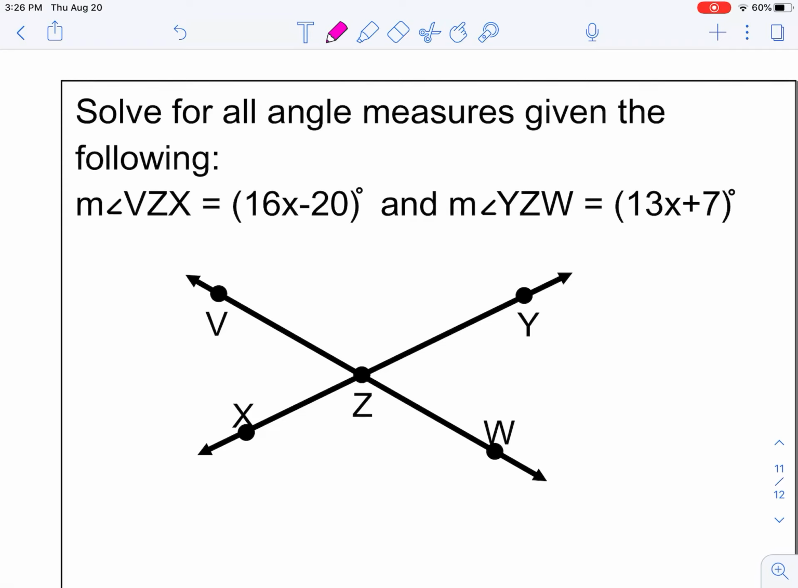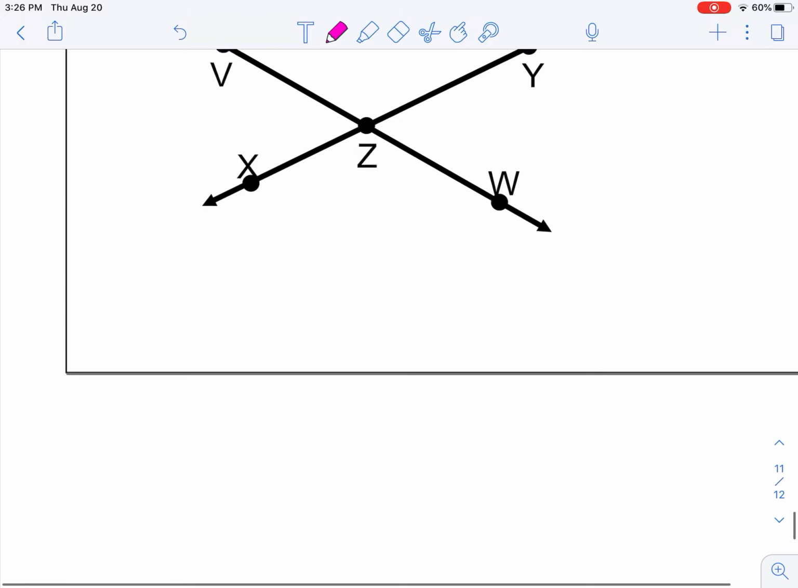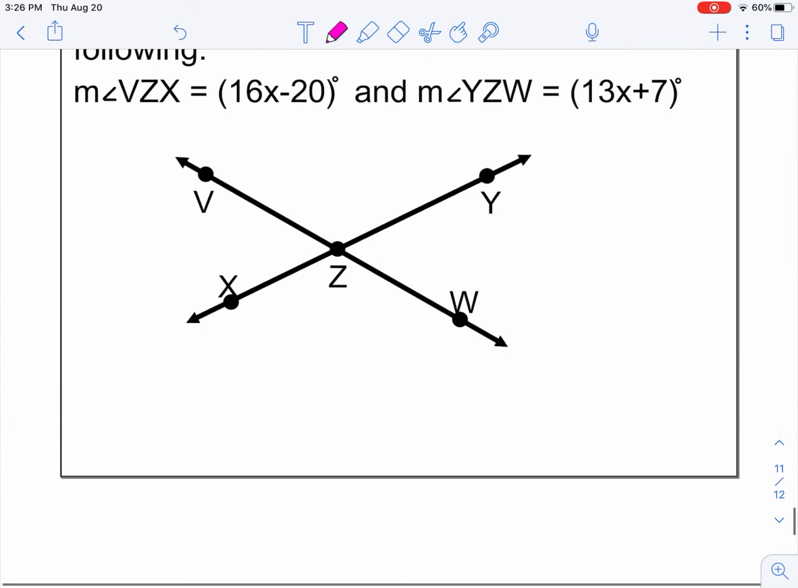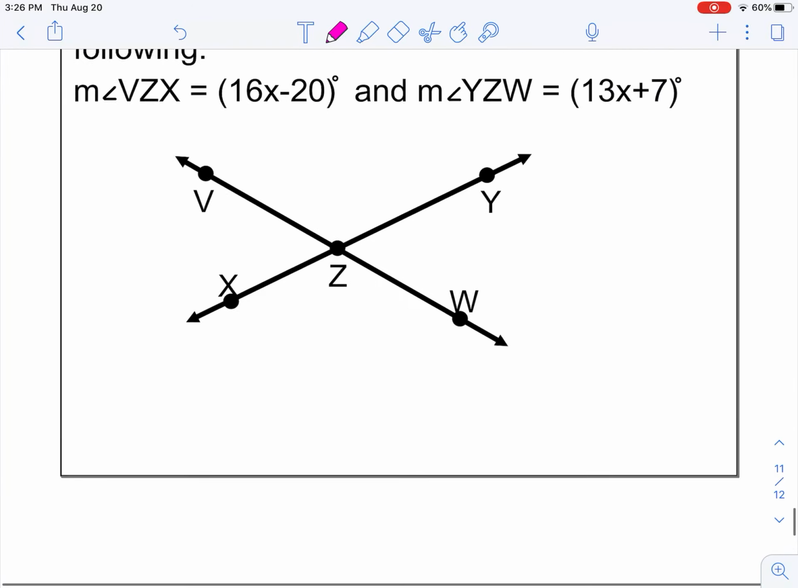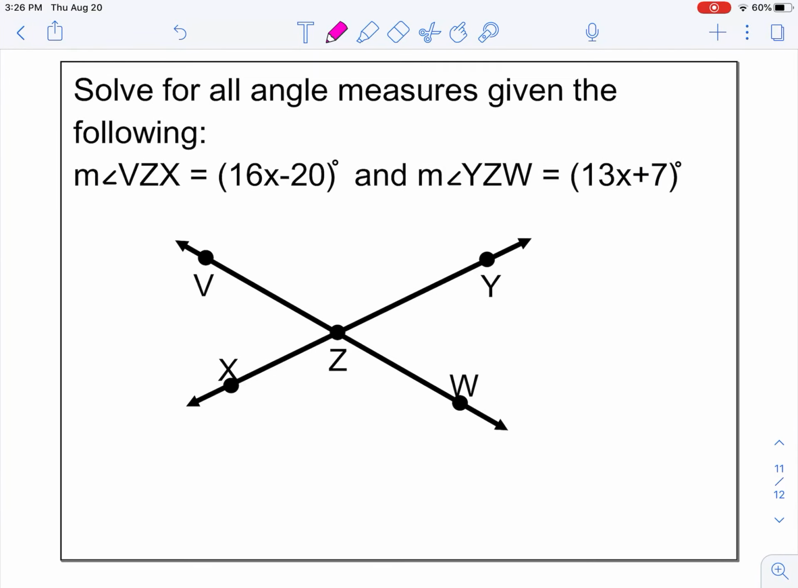Okay, so let's look at this one right here. Solve for all the angle measures given the following. So this is not labeled for you. You have to label it yourself. So what we're going to do is we're going to do this one together as our last problem, but there's plenty for you to try in the homework. Okay? If you'd like to pause and try it yourself, please do so. Solve for all the angles given the following.